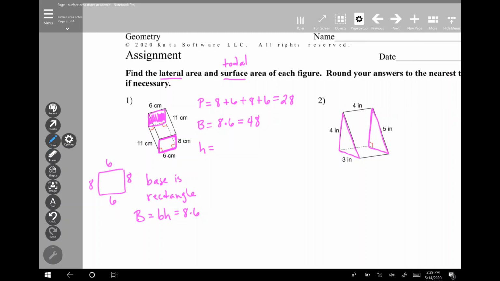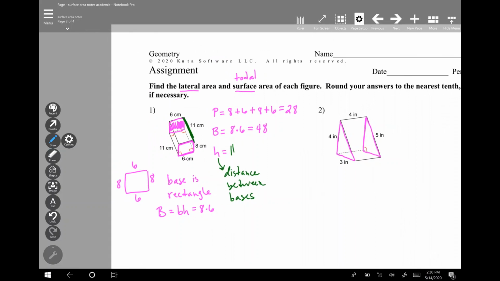Okay, and then now the height of the prism. The height of the prism is the distance between the two bases. So right here, you see I can draw this line from the back base to the front base. That would be my height. Okay, and right there it is 11. All right. This height is the distance between bases. So basically, how far apart are your two bases? So there's that.